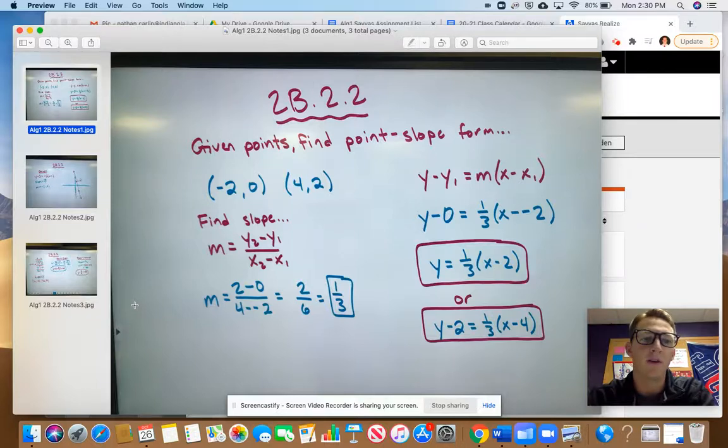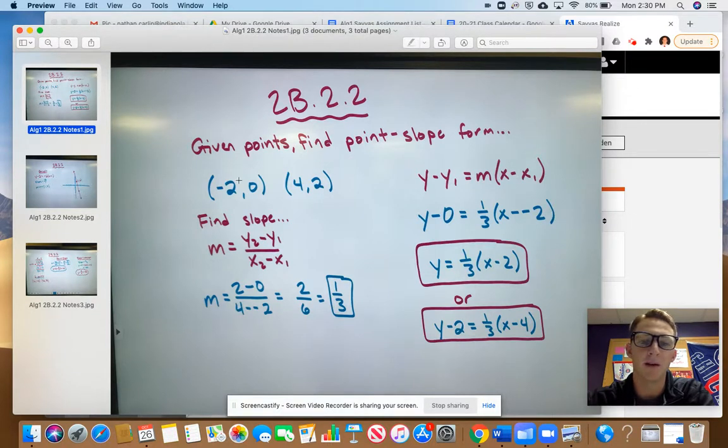All right, finishing up our next section of point slope form. Again, we're going to have a point and the slope in our equation. That equation looks like y minus y1 equals slope times x minus x1. Our x1 and our y1 come from that given point.